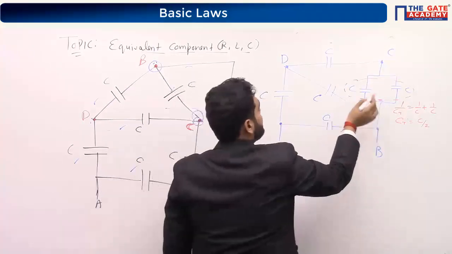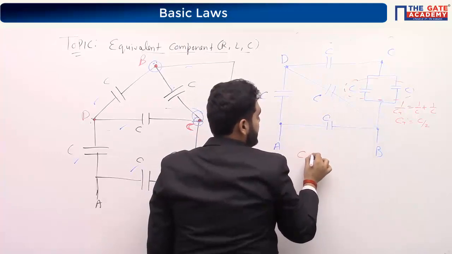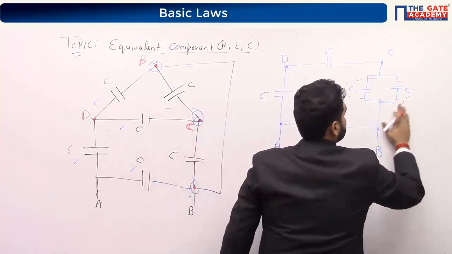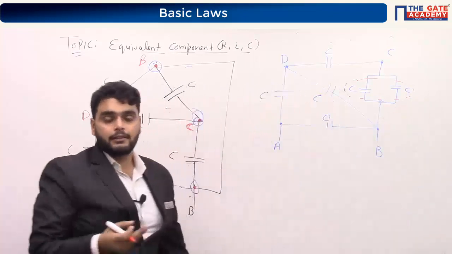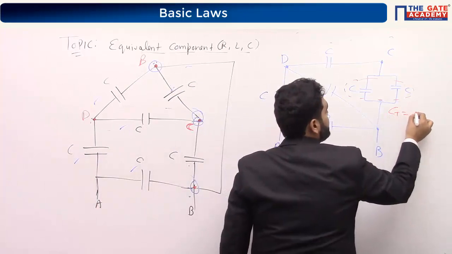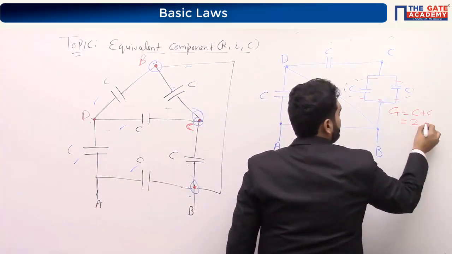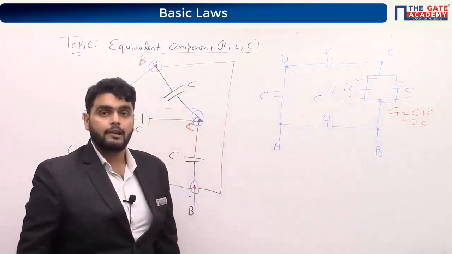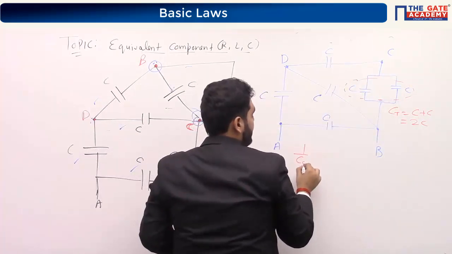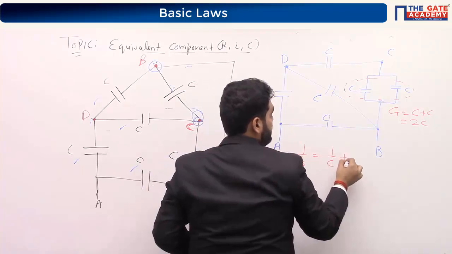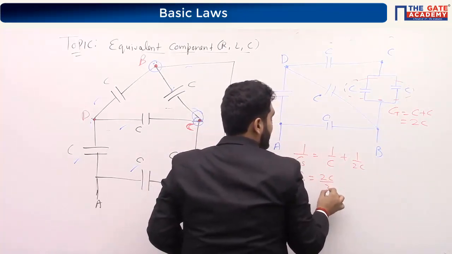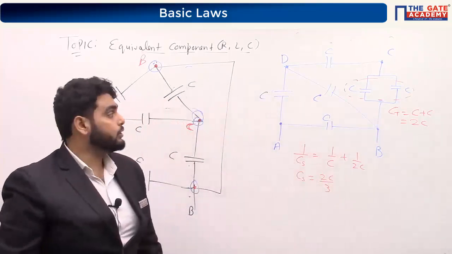So I can write, sorry. These two capacitors are in parallel, right? So for parallel capacitors, Ct will be C plus C equal to 2C. Then this 2C and this C are in series. So I can write 1 by Cs equal to 1 by C plus 1 by 2C, or Cs will be 2C by 3.